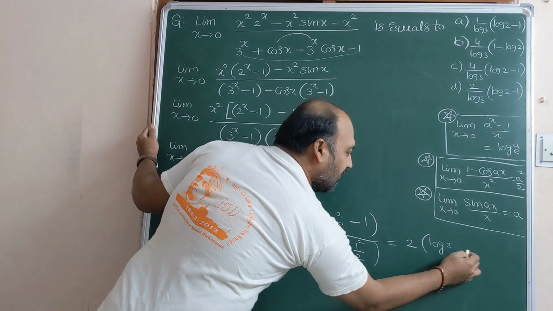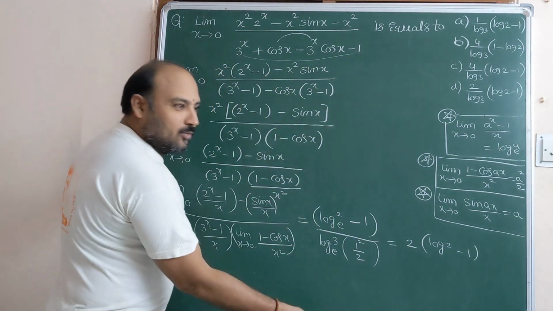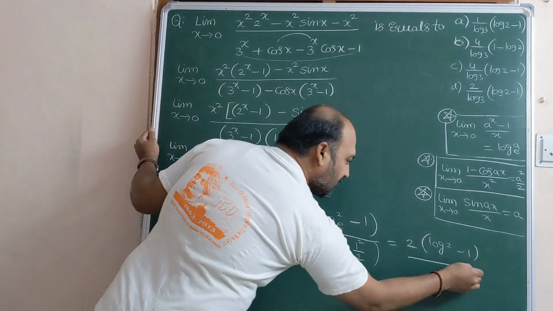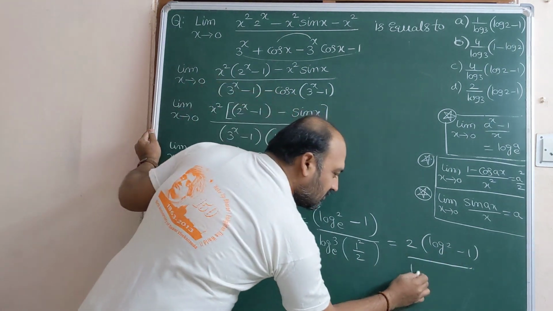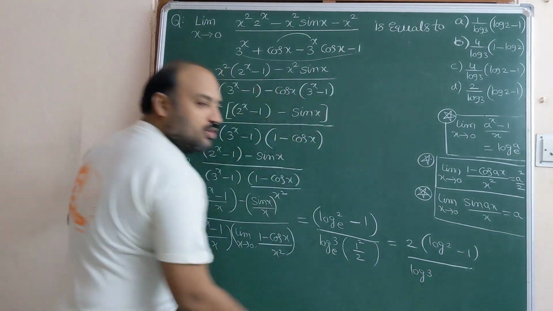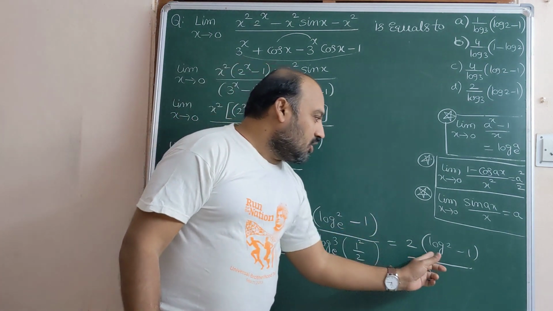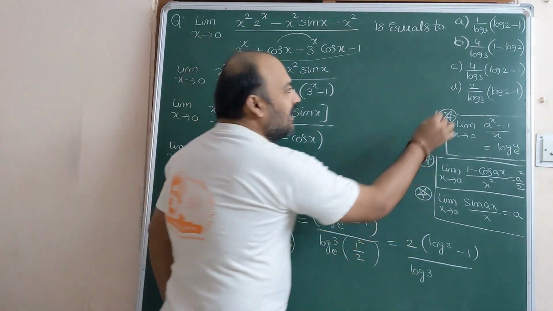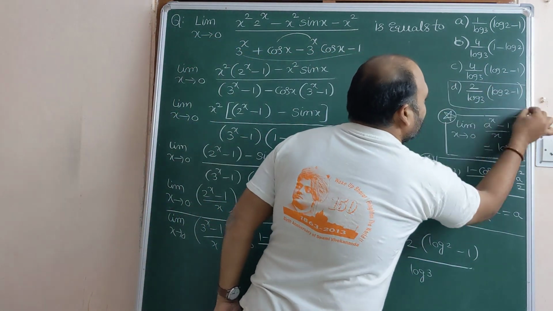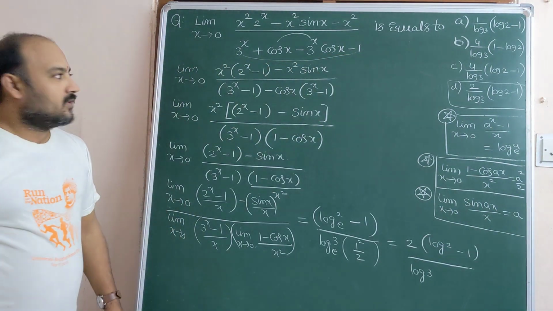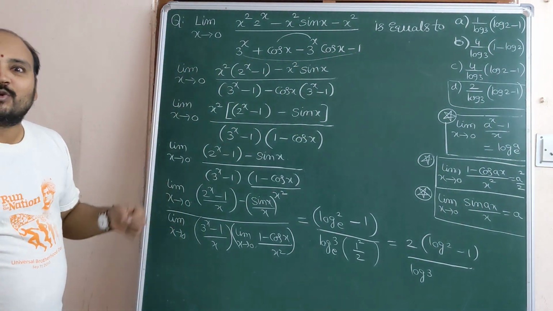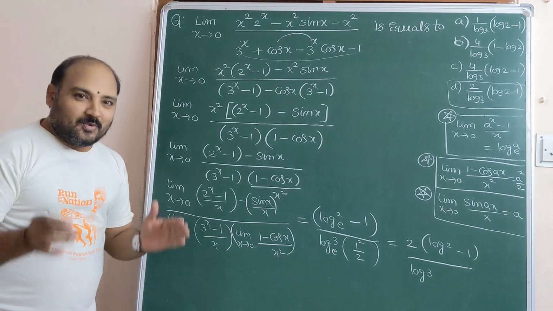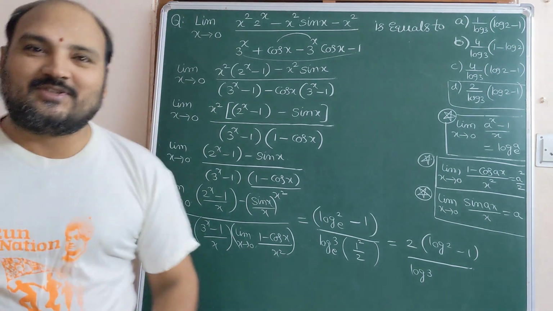You can remove that e value, because I am going according to the options, by log 3. So the answer is 2 (log 2 − 1) / log 3. It is there in the fourth option, dear students. This is the way you can do it to get the answer. I hope you understand. We will move on to the next question.